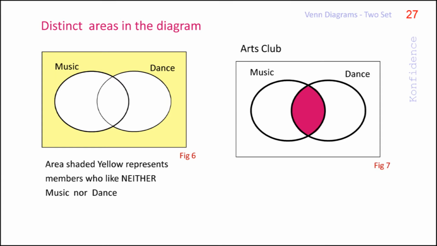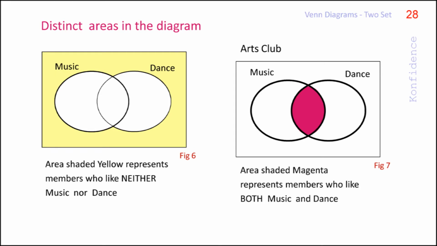The area shaded magenta shown in figure 7 is the most noted area, and it consists of people who like both music and dance. Note that this is the area under both the ovals.